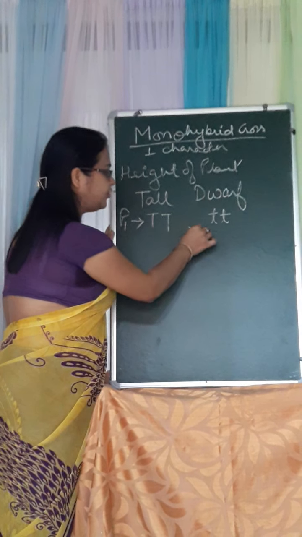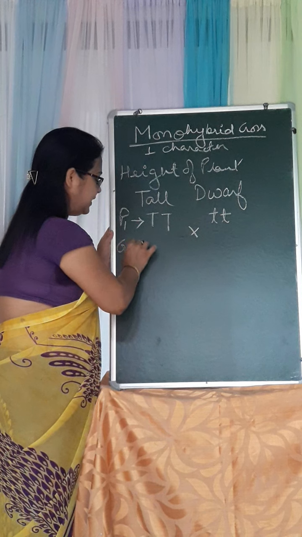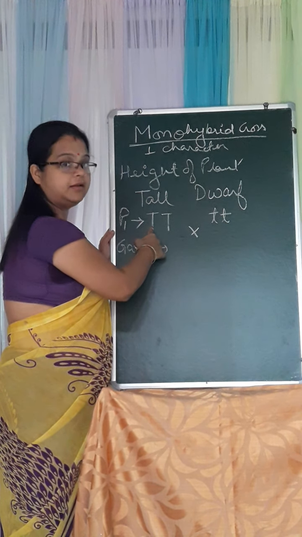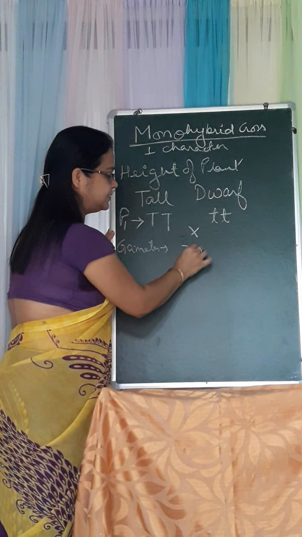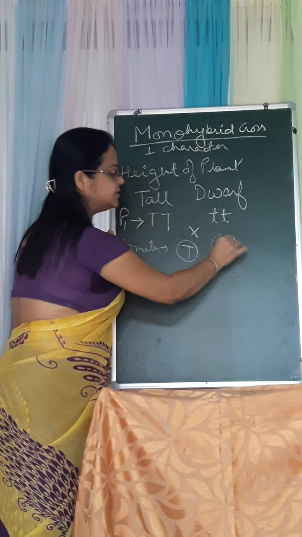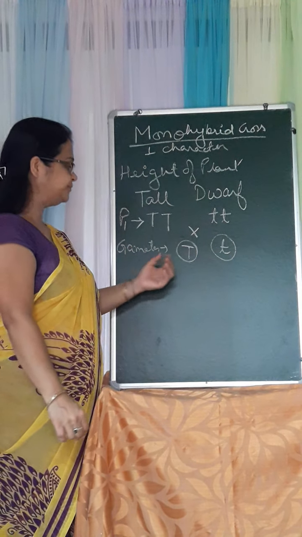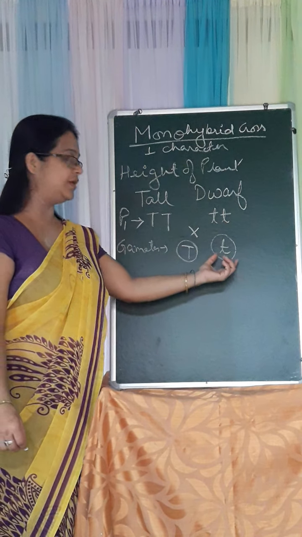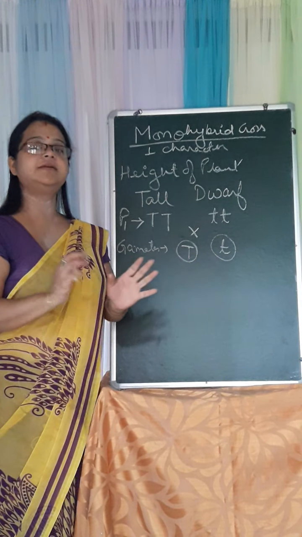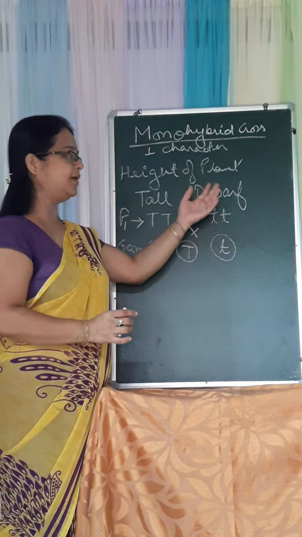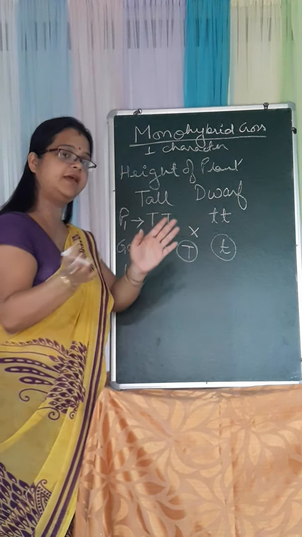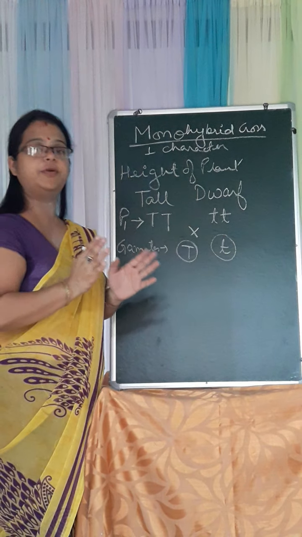When we cross, first of all we will get the gametes. From the 2 capital T, 1 capital T will come. From the small t, 1 small t will come. Got it? So these are the gametes. When we write the gametes, we circle them so that it doesn't create any confusion between the gamete and the offspring. Then when they cross together, it will form the hybrid.